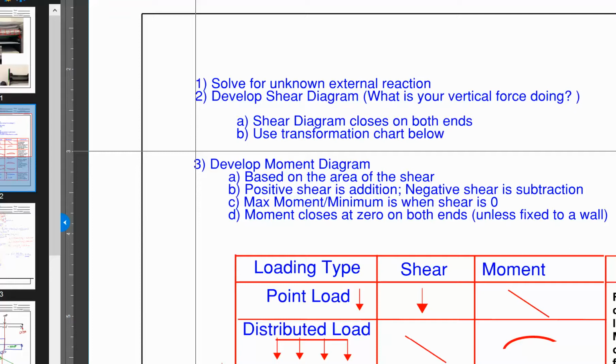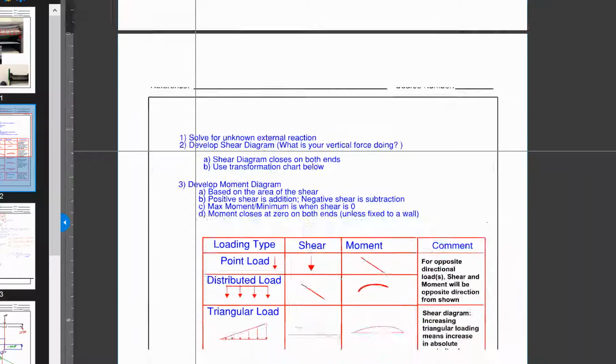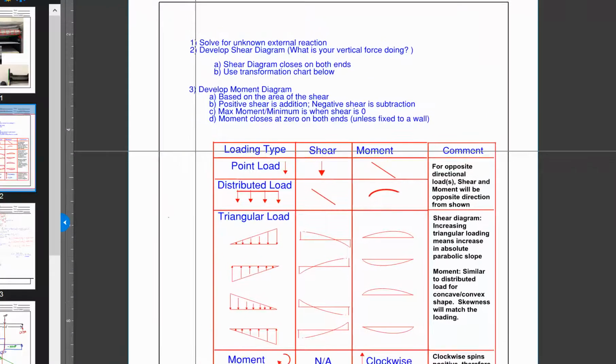And finally, the moment closes at 0 on both ends unless it's a fixed wall, because the wall will carry that last moment. If you take the wall reaction and apply it at the end, you'll equate to 0. So everything closes at 0, ends at 0, and that's statics, because statics is all about balancing one point to the other point. Okay, enough of that. Next, what we'll go over is the moment diagram.